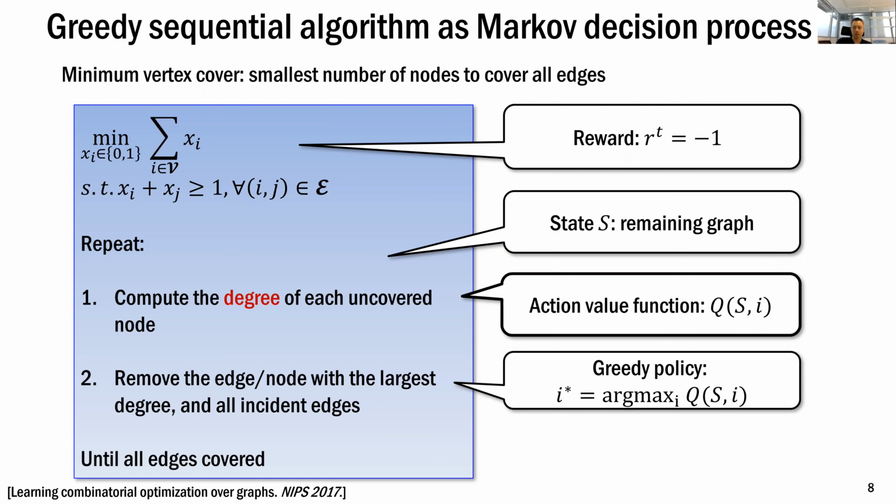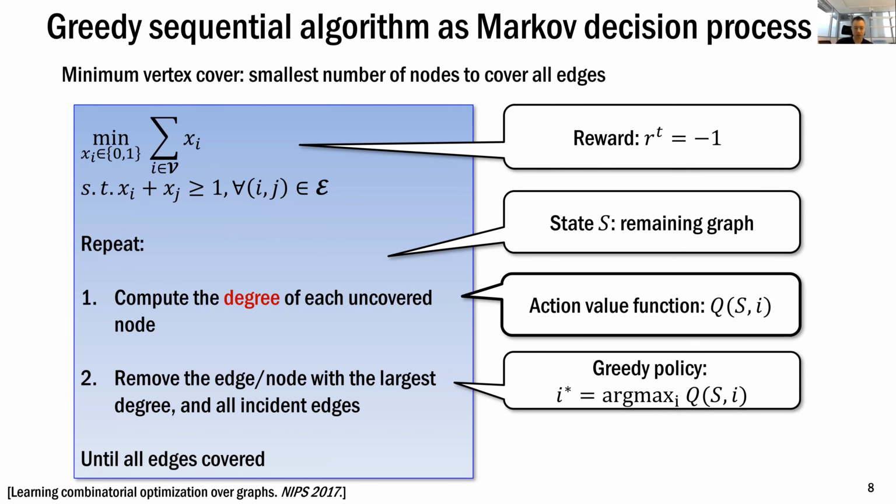Once you select a particular node, in this two-approximation, you're going to remove the selected node, and that changes the graph. That changes the states of the Markov decision process. Then you take the modified graph and go through this action value function again, determine the next node to select, select it, and change the graph. You keep going until all the edges in this particular graph have been covered, with at least one end being selected.